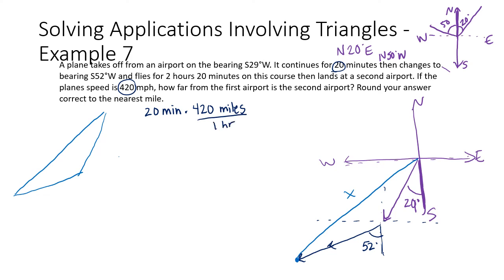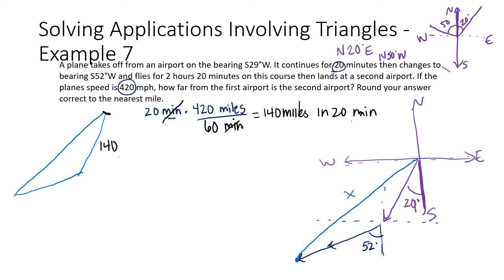Well, my issue is minutes isn't going to cancel out with hours. So what I need to do is find something that's equal to an hour in terms of minutes. Well, how many minutes are in an hour? 60. So it flew 420 miles in 60 minutes because 60 minutes is equivalent to 1 hour. So now when I do that, those will cancel out. 20 times 420 divided by 60 gives you 140 miles. So in 20 minutes, it flew 140 miles.